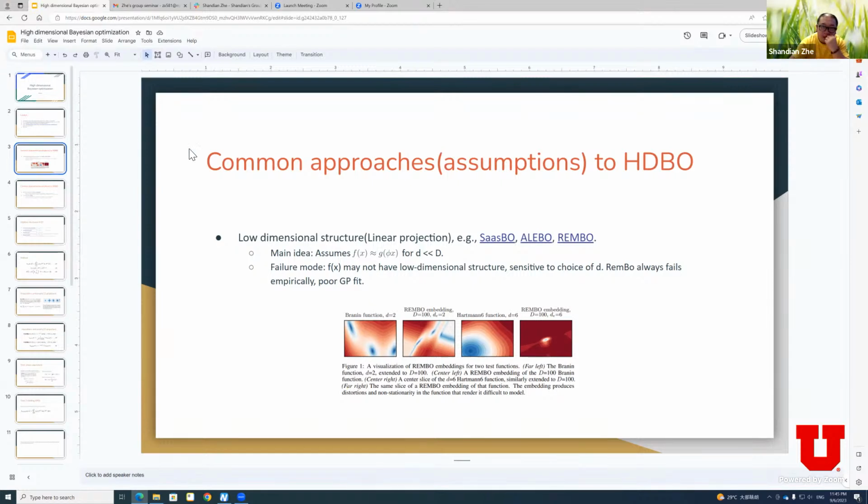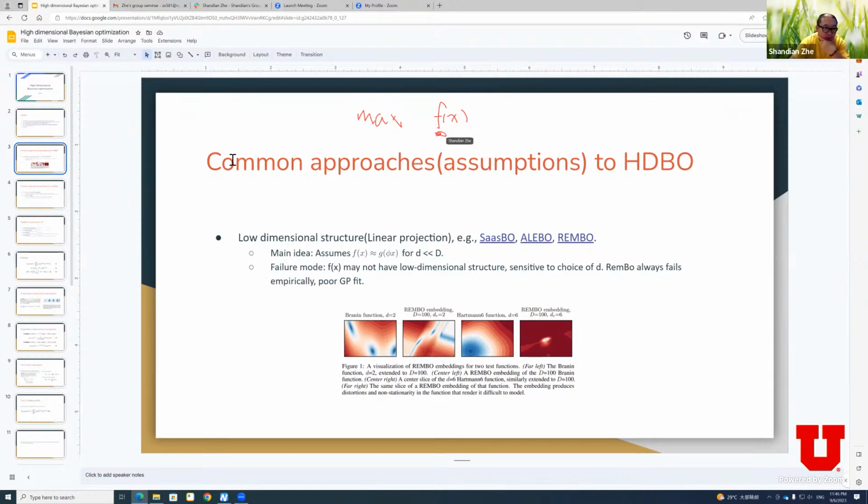Let me give a brief introduction. The problem setting is that I want to maximize, or minimize, let's use maximize, a black box function f of x. A black box function means that you don't know the exact form of f of x, and you don't know how to calculate its gradient. Then how do you maximize this function?